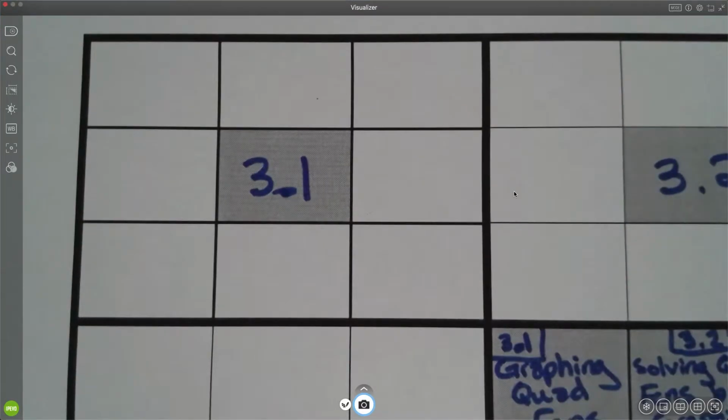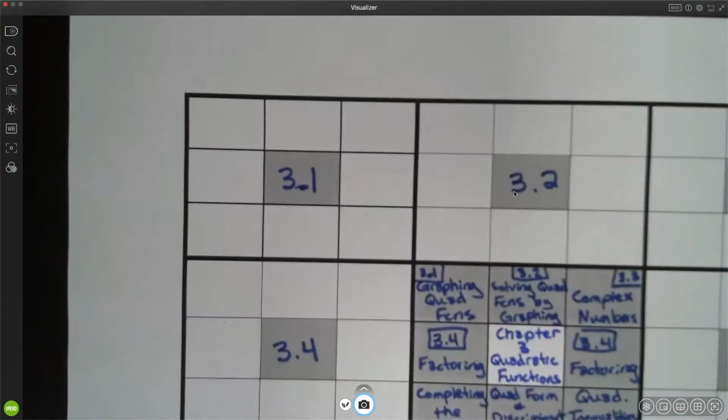Okay, so this is filling out the Lotus chart for Chapter 3 review. We're going to start with this top corner up here.